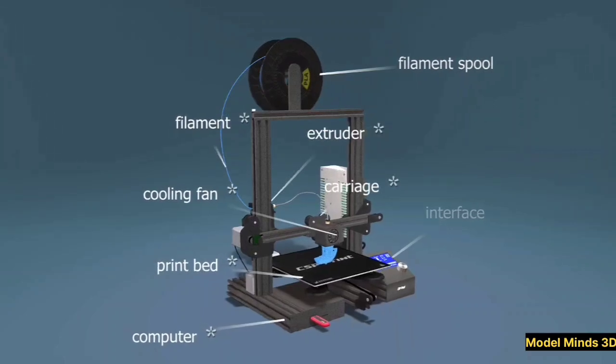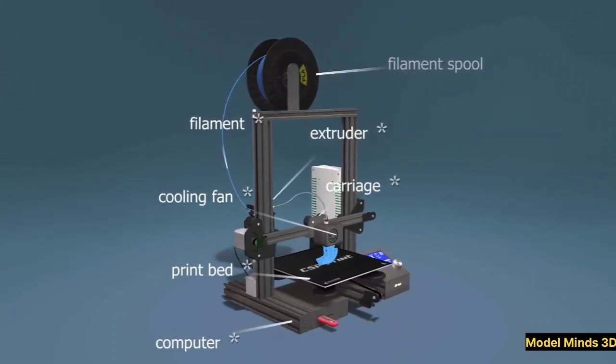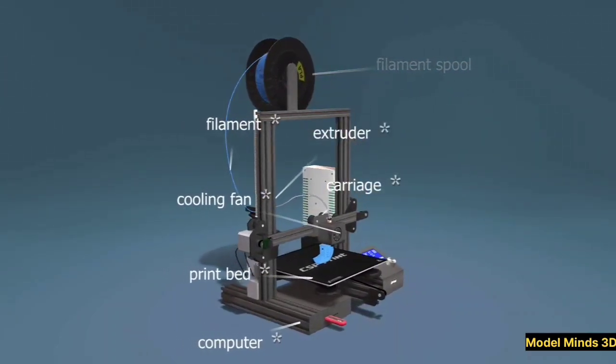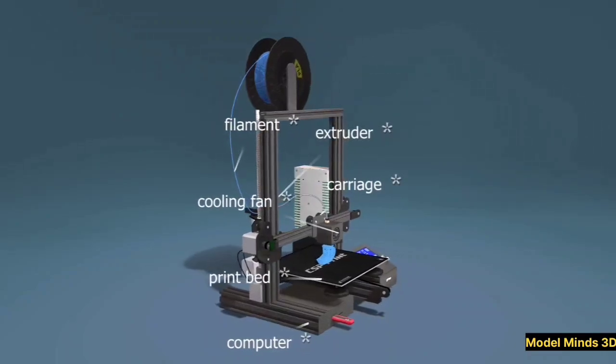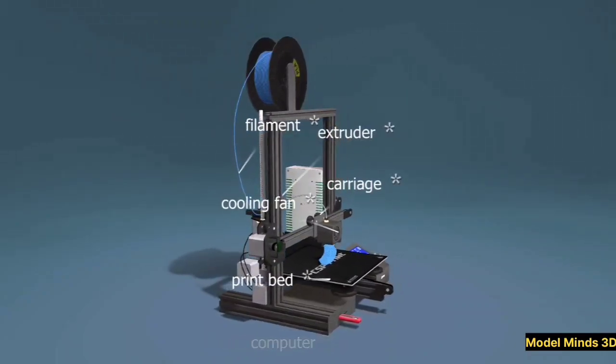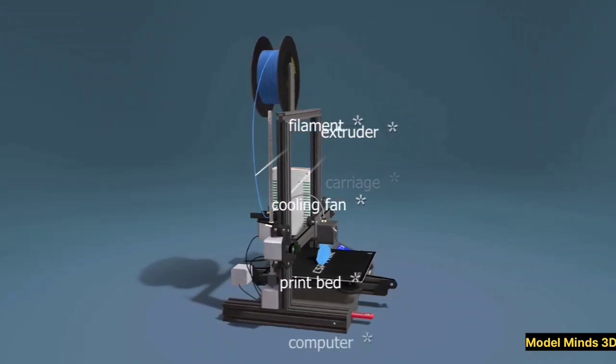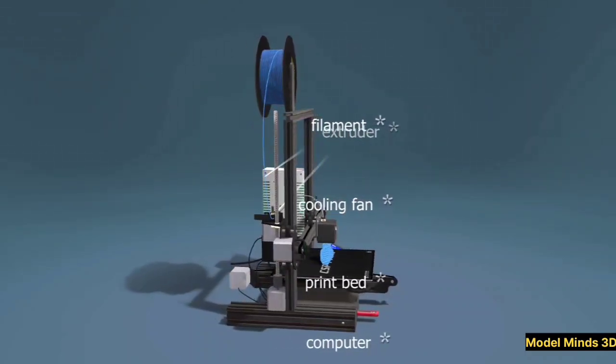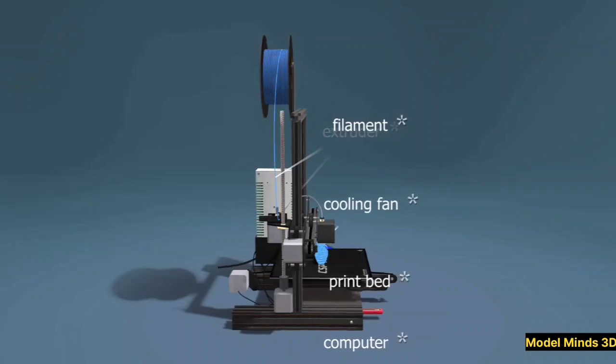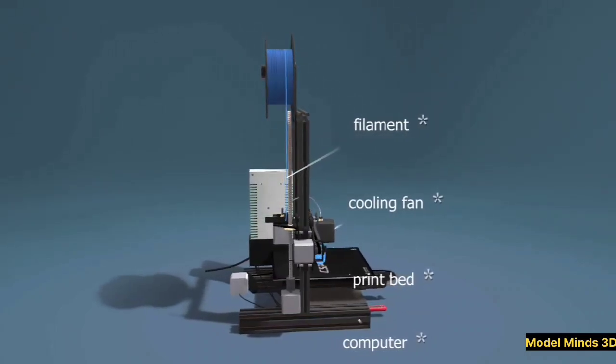FDM, fused deposition modeling. First, we have FDM, fused deposition modeling, one of the most common and affordable 3D printing methods. It works by extruding a thermoplastic filament through a heated nozzle onto a build platform. The filament is deposited layer by layer to form the object.